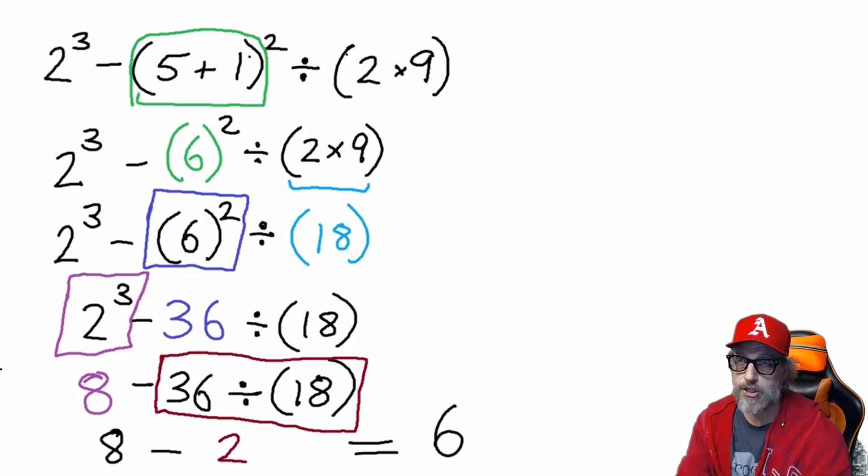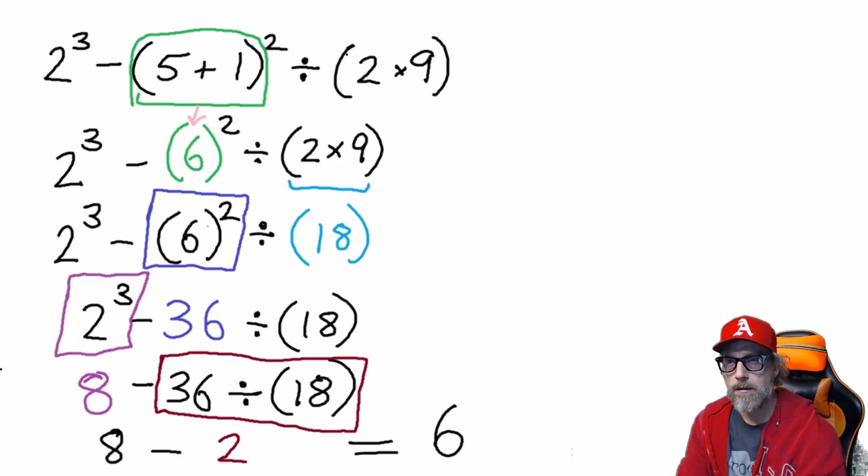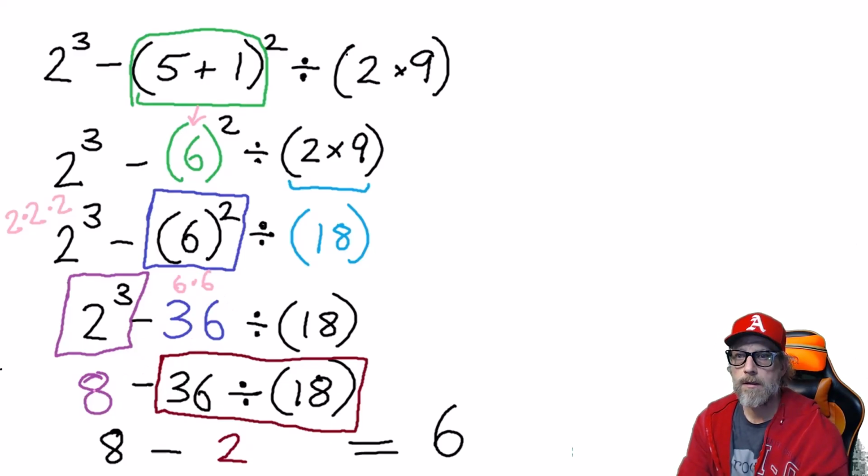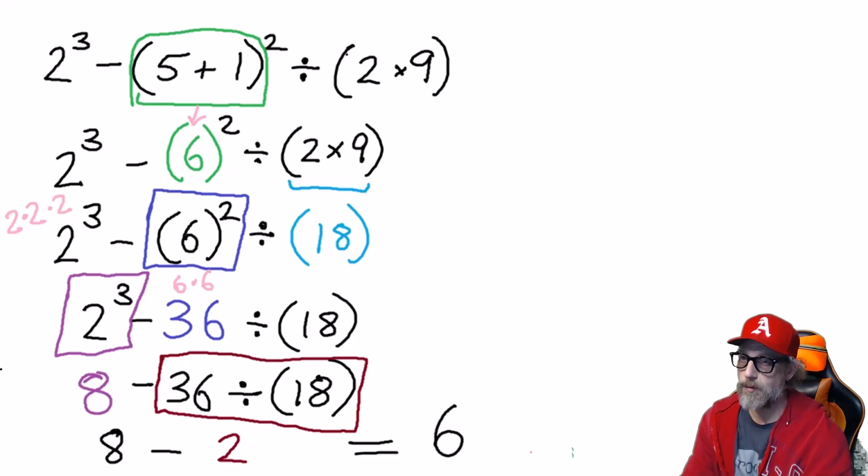So maybe I will do a quick check here. Started with groups, 5 plus 1 is 6. There's our other group, 2 times 9 is 18. Everything else is being copied down correctly. 2 to the third is 8. 6 squared is 36, right? 2 to the third, that's 2 times 2 is 4 times another 2. 4 times 2 makes 8, so that's accurate. 6 times 6 is 36. We skipped the subtract to do the divide. 36 divided by 18 is 2, and 8 minus 2.